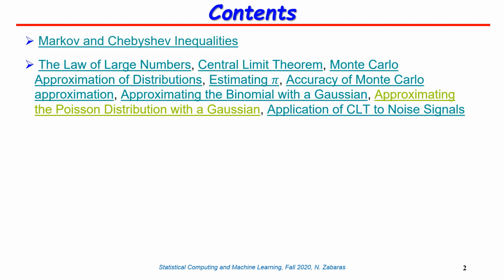I'm going to do an example to show you that the binomial distribution can be approximated as a Gaussian. I'm going to do the same thing approximating the Poisson distribution as a Gaussian, and both of these results will be based on the Central Limit Theorem. And then I will give you one example of using the Central Limit Theorem to control, if you like, the level of noise in signals.